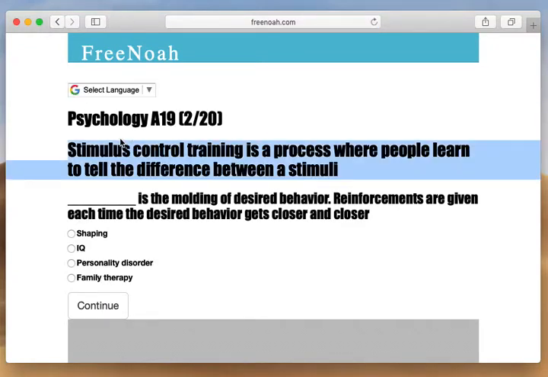Well, stimulus control training is a process where people learn to tell the difference between stimuli, right? So great example, drivers, right? They quickly learn that red light means stopping the vehicle and green light means proceeding on, moving forward, hitting the gas, right? So that's stimulus control training, right? And it enables someone to learn the difference between stimuli, right? They quickly learn the difference between red light and green light. All right, so that's stimulus control training, right?